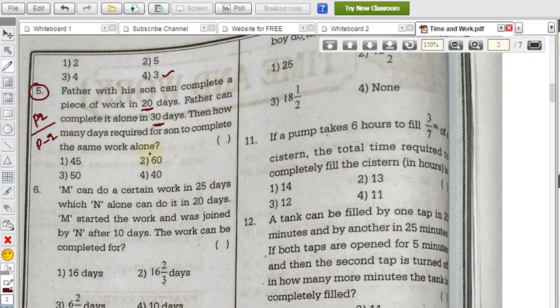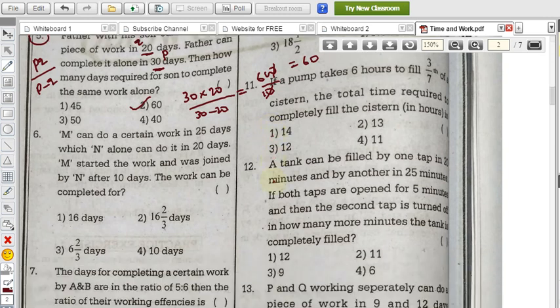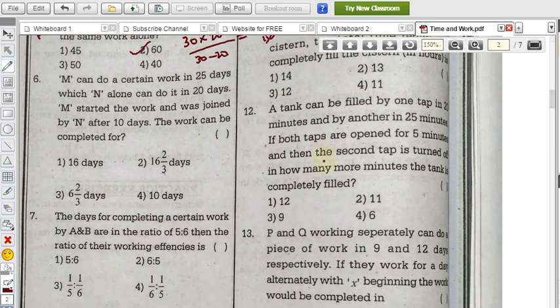So father is P, son is Q. Father can complete the work alone in 30 days. This you can take as P, this as Q. That is 30 into 20 by 30 minus 20. 30 into 20 is 600 by 10, 60 days. So in 60 days, the son can complete the work alone. So you'll see the next one.